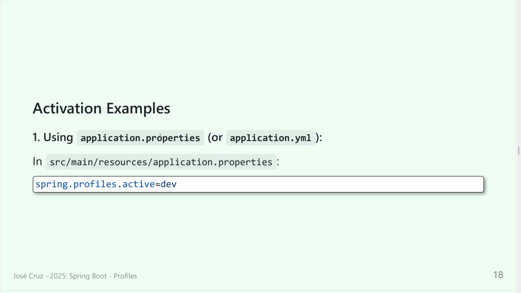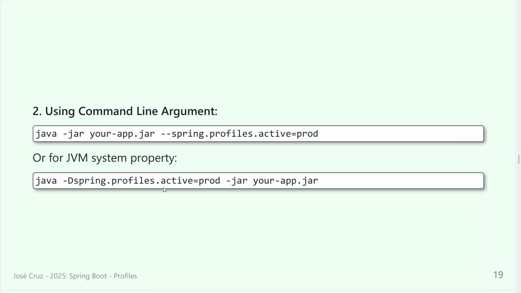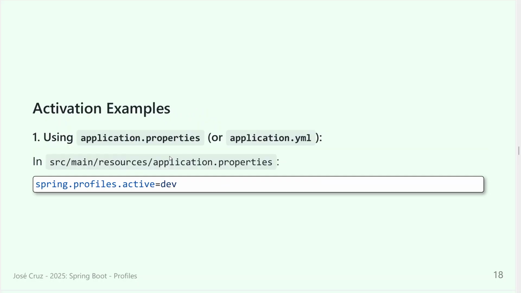So how, in practice, do you activate all these things? Using application properties or application yml, you can do it like this: spring.profiles.active=dev. If you are only using application properties and you don't want to create different ones, you can just put dev like this, so it will be the active profile. If you are using the command line, you can use this option like this, --spring.profiles.active=prod, and if you look into this, it's the same.